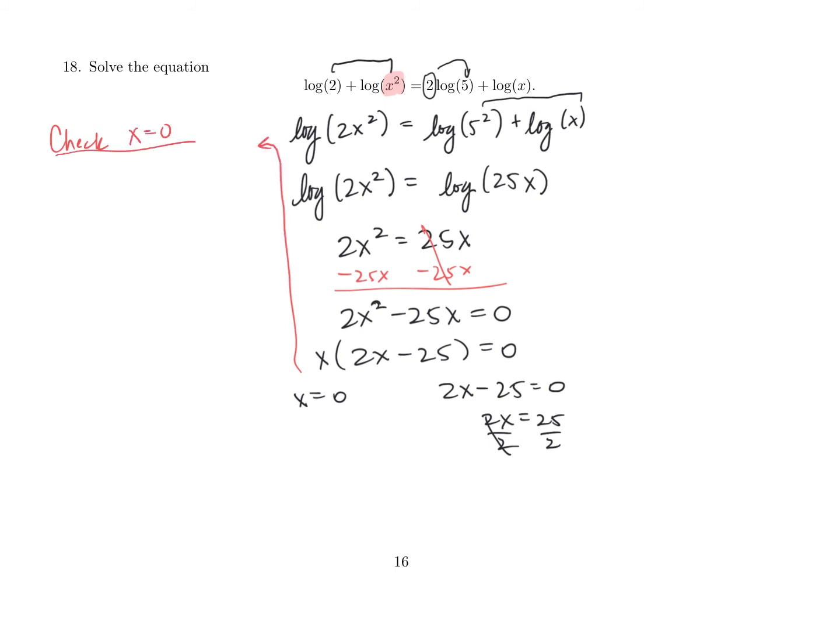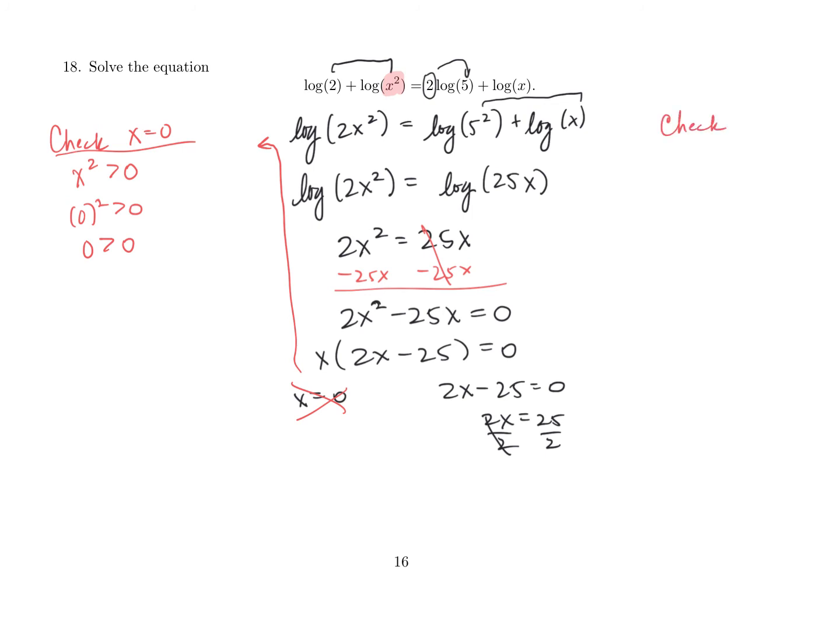So I need to make sure x squared is greater than 0. So if I plug in 0, 0 squared is 0. So is 0 greater than 0? No, it's not. So that does not check. That means that 0 is not a valid solution.